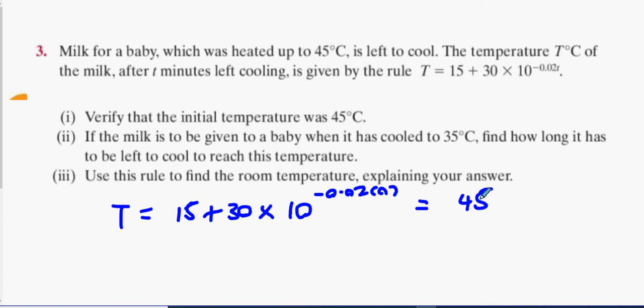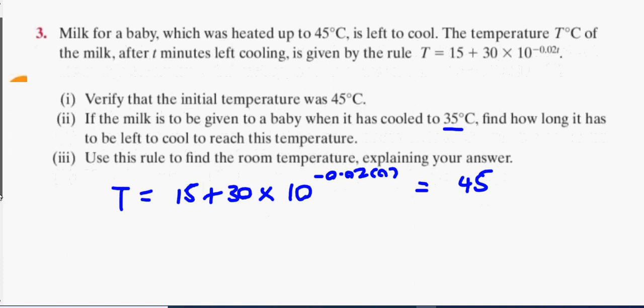Next, if the milk to be given to a baby when it's cooled is 35 degrees, find out how long it has to be left to cool to reach that temperature. Okay, that's not so bad. That's a T question, so we're going to have to find T. The whole goal of the question is to find the T value. And we know that the capital T value is 35, so the temperature is 35.